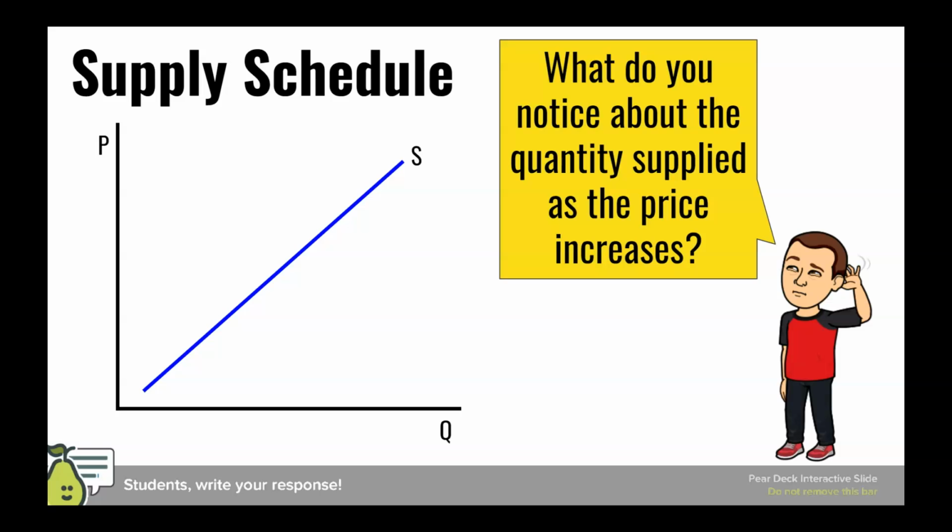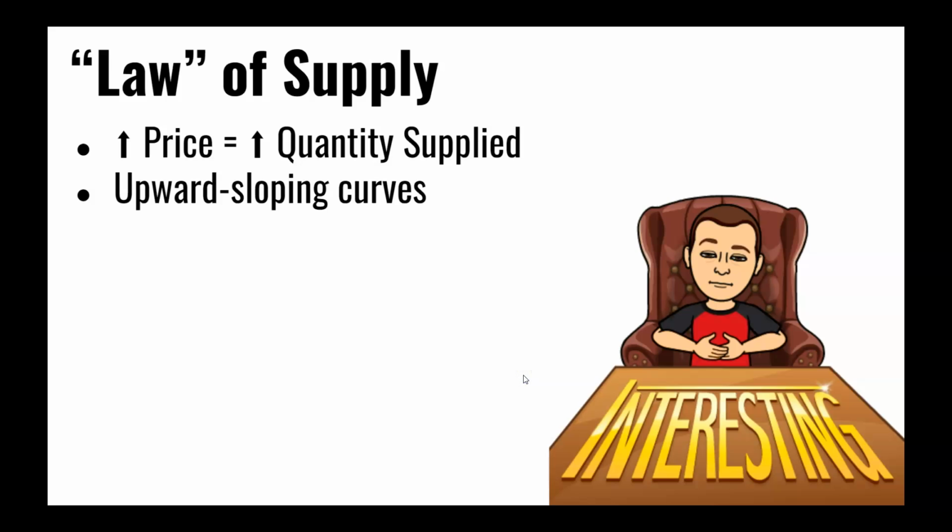And as the price of the good rises, as people are willing to pay more for it, then people are more willing to produce additional quantities of the good. And so you'll notice that as the price increases, we see an increase in the quantity supplied, which is essentially what's known as the law of supply. Basically, the rise in price leads to an increase in quantity supplied, and that leads to an upward sloping supply curve.